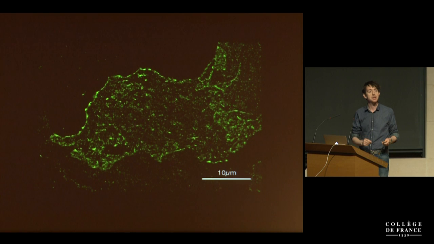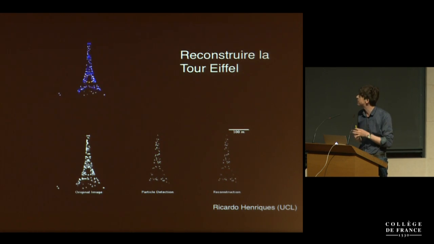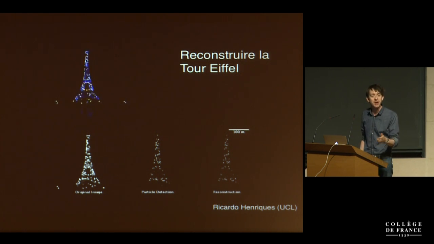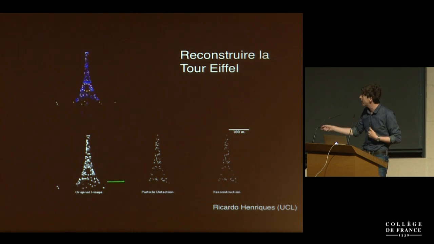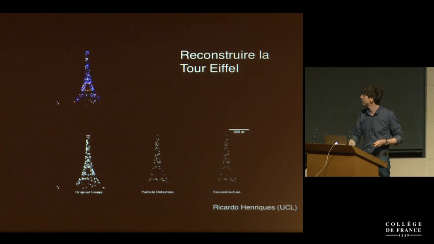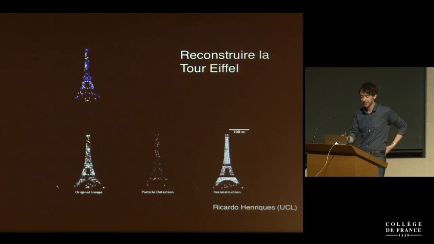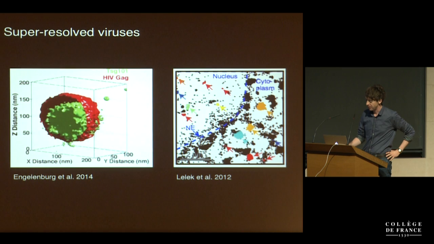As it turns out, this data can be applied to all sorts of images. This is a video taken by my friend and colleague Ricardo Enriquez, who some of you may know as he was previously based at the Institut Pasteur. He applied his quick palm algorithm to this to show that he could indeed reconstruct the Eiffel Tower.